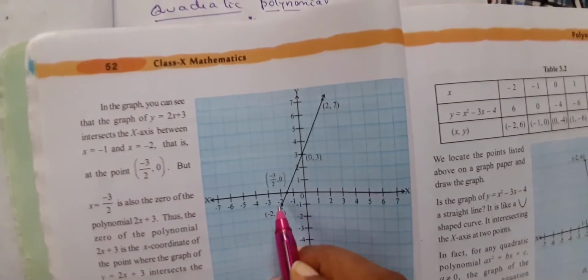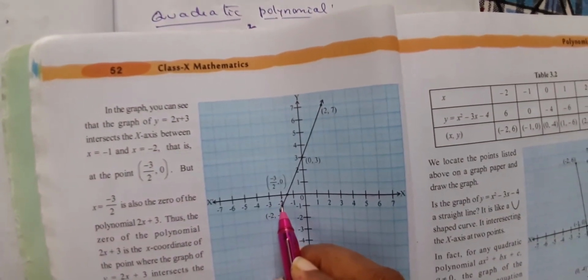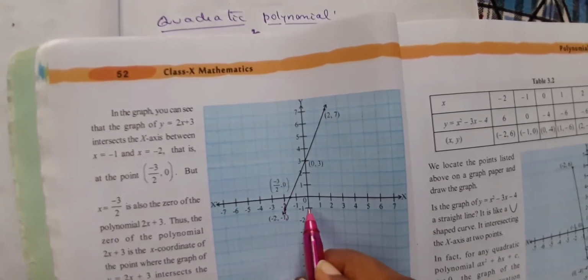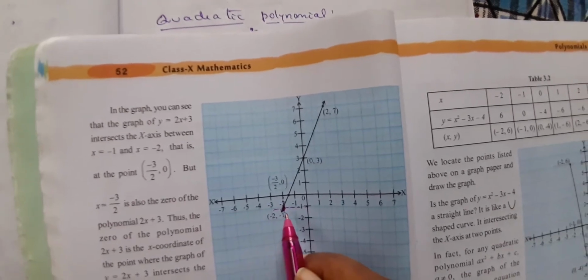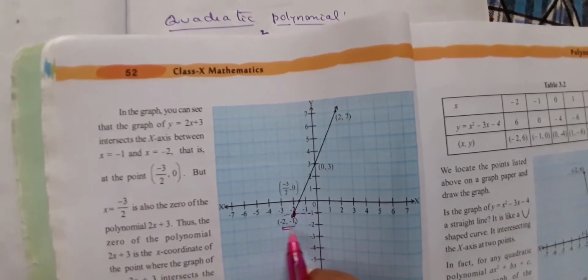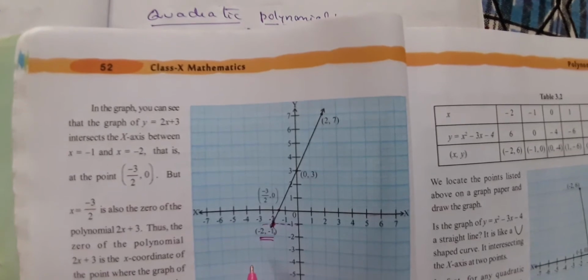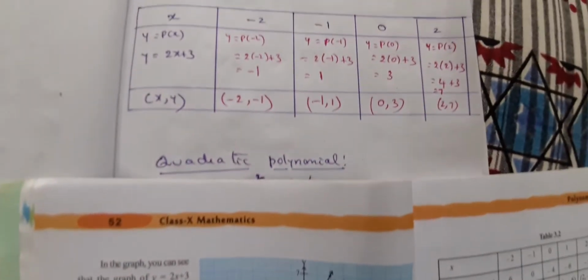While you are plotting, just draw a dotted line. It will be easy for you. From minus 1 also you draw the dotted line. The point of intersection gives you the location. So this is the minus 2 comma minus 1 point. What is the next coordinate we have?